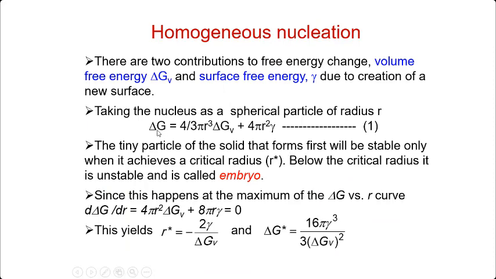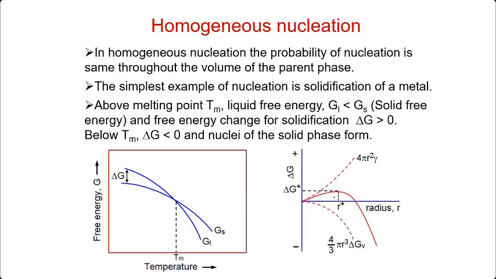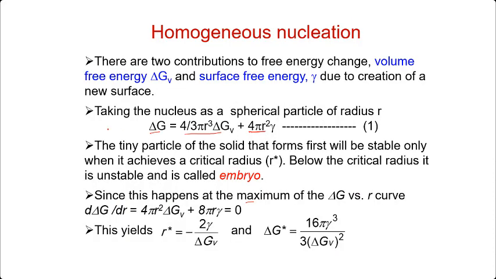this is what you would get. Right, as I said, it has two contributions, the volume free energy and the surface energy, right? And since the critical size occurs at the maximum, as you could see, if you take the derivative of this delta G with respect to the size, then at this point it will be 0, right? So that's what is shown over here.